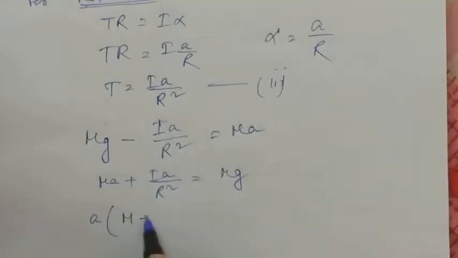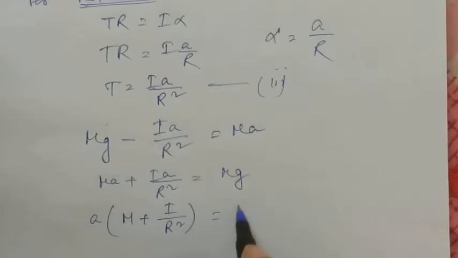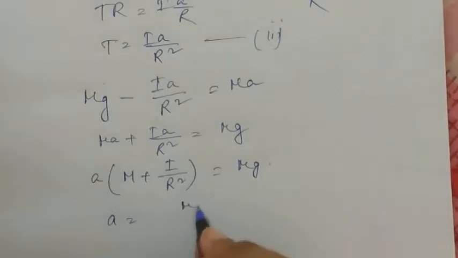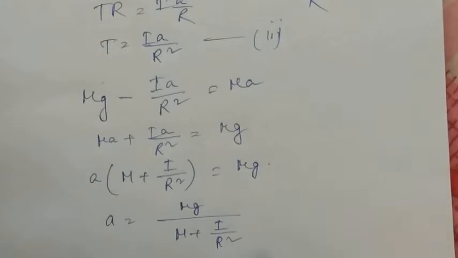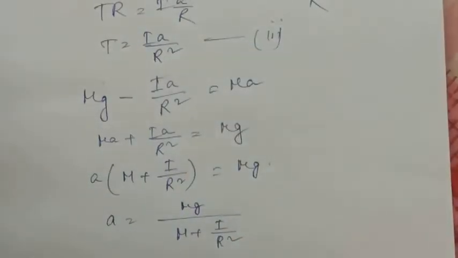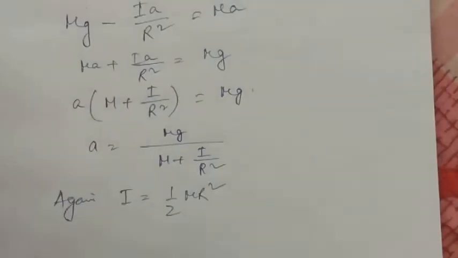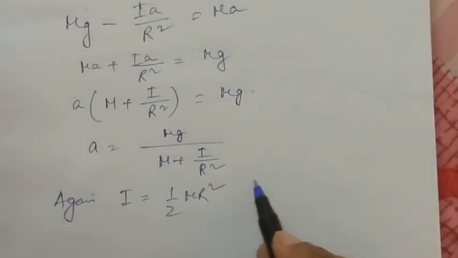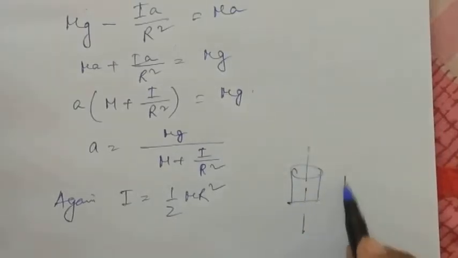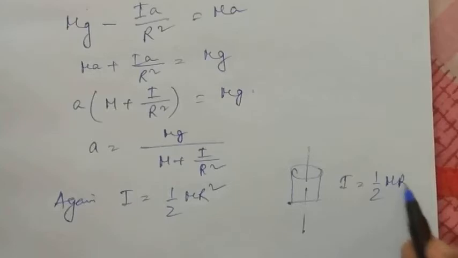Taking A common, m plus I by R square is equal to mg, or A is equal to mg by m plus I by R square. Again, what is the value of I here? That is 2 by 5 mr square. No, this is a cylinder, so half mr square, not a sphere. This is a cylinder, and the cylinder is rotating about an axis passing through the center. So the value of I is half mr square.